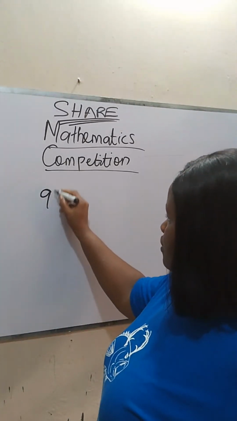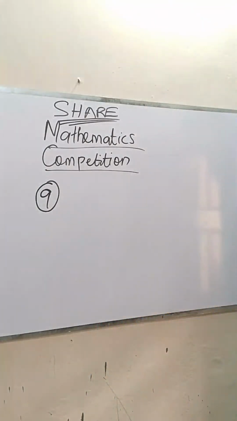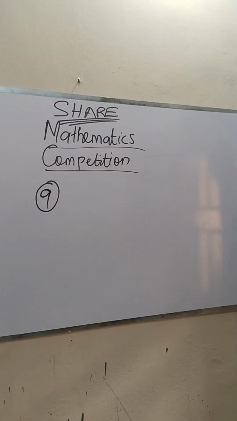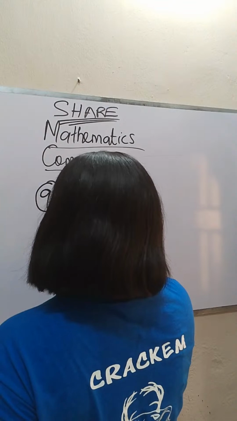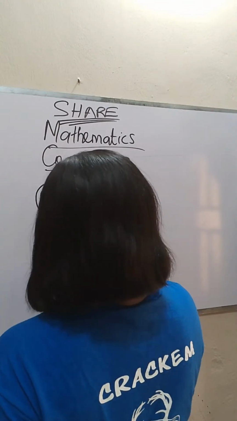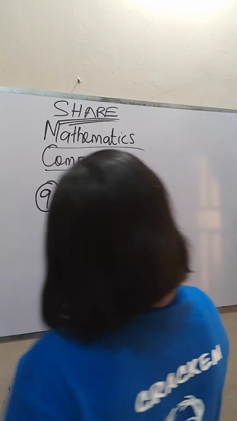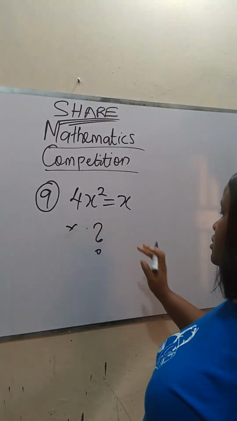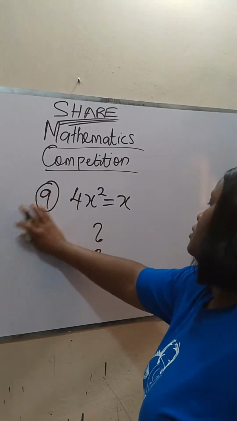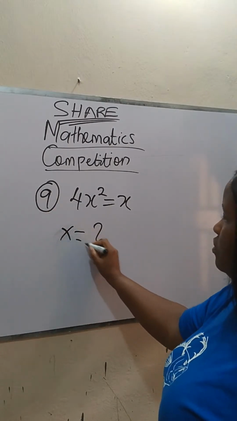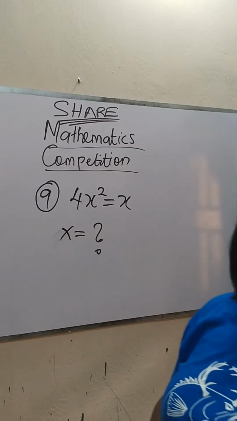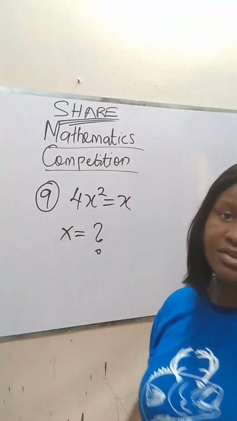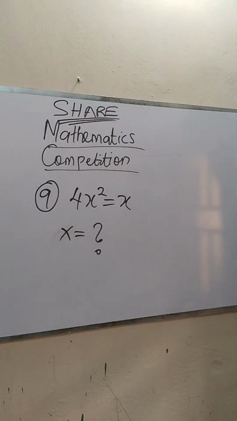Question number 9 says, given 4x squared equals x, x is equal to what? I can say find x, or it doesn't matter. 4x squared equal to x. Find x. Tell me what x is. X is equal to what? So solve it. Drop your answer.